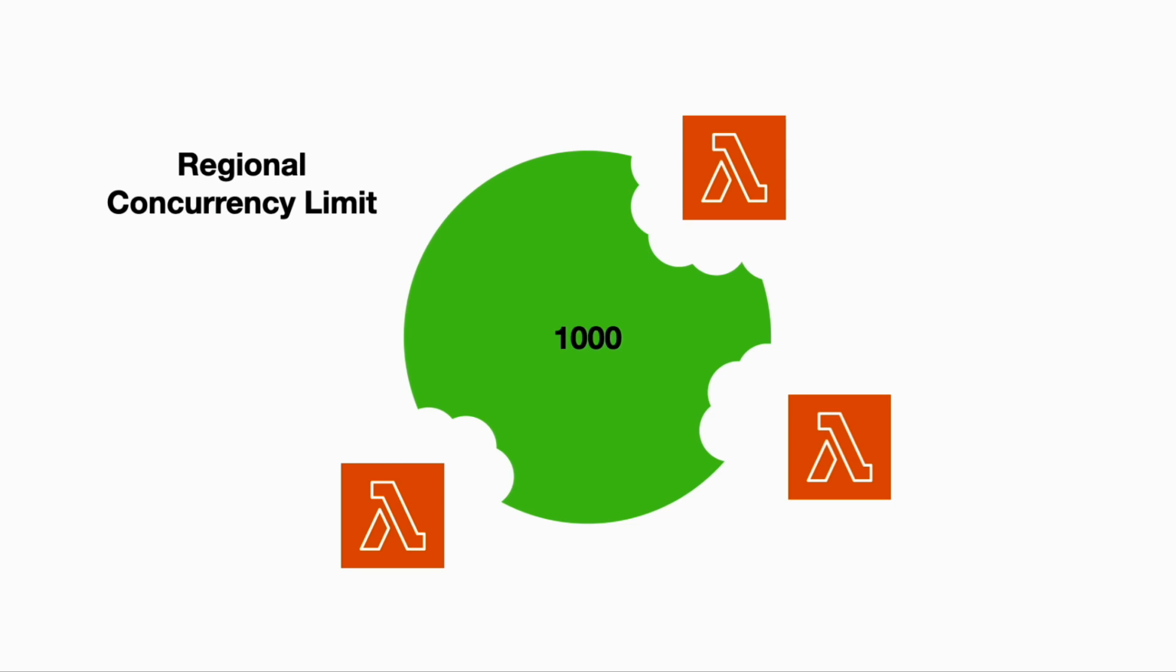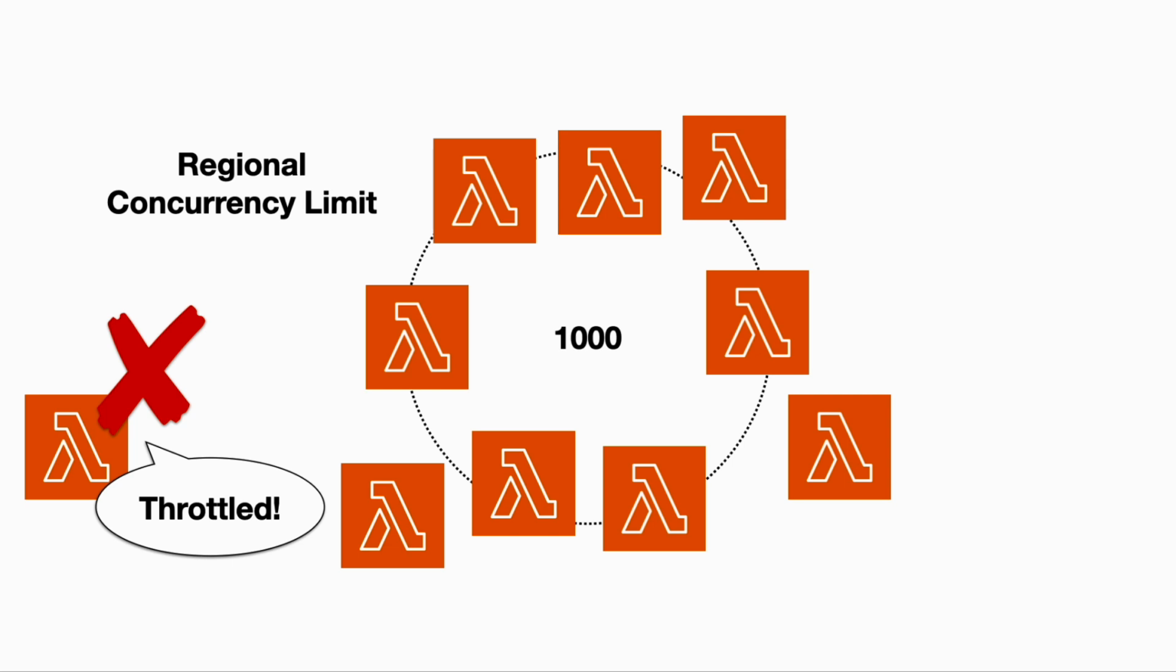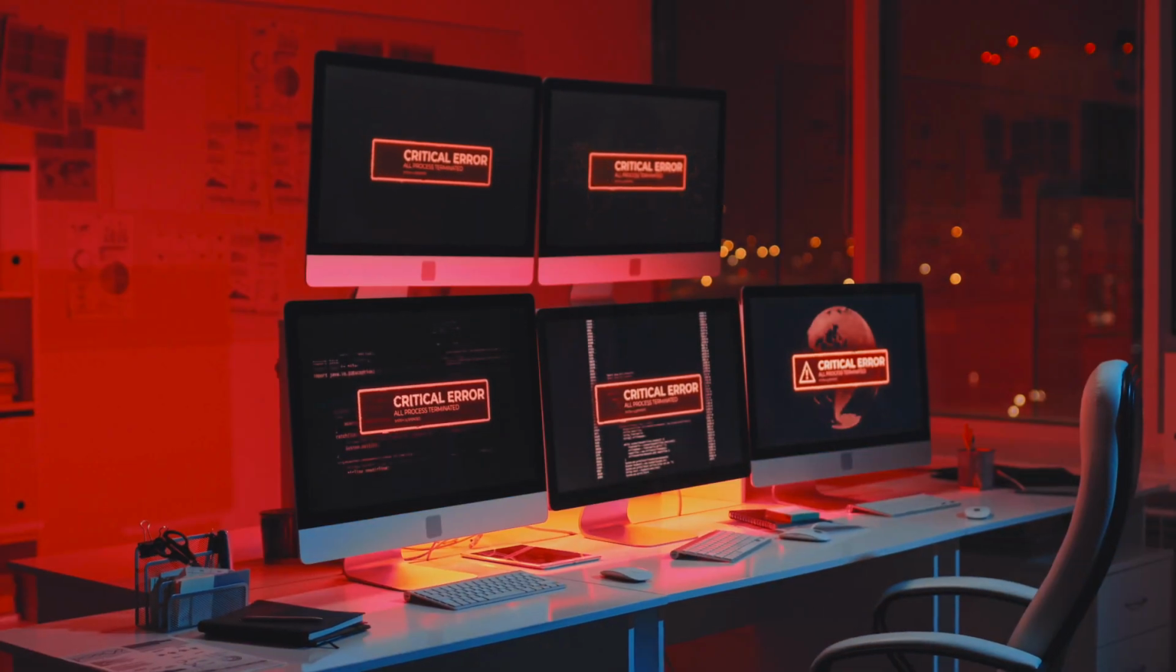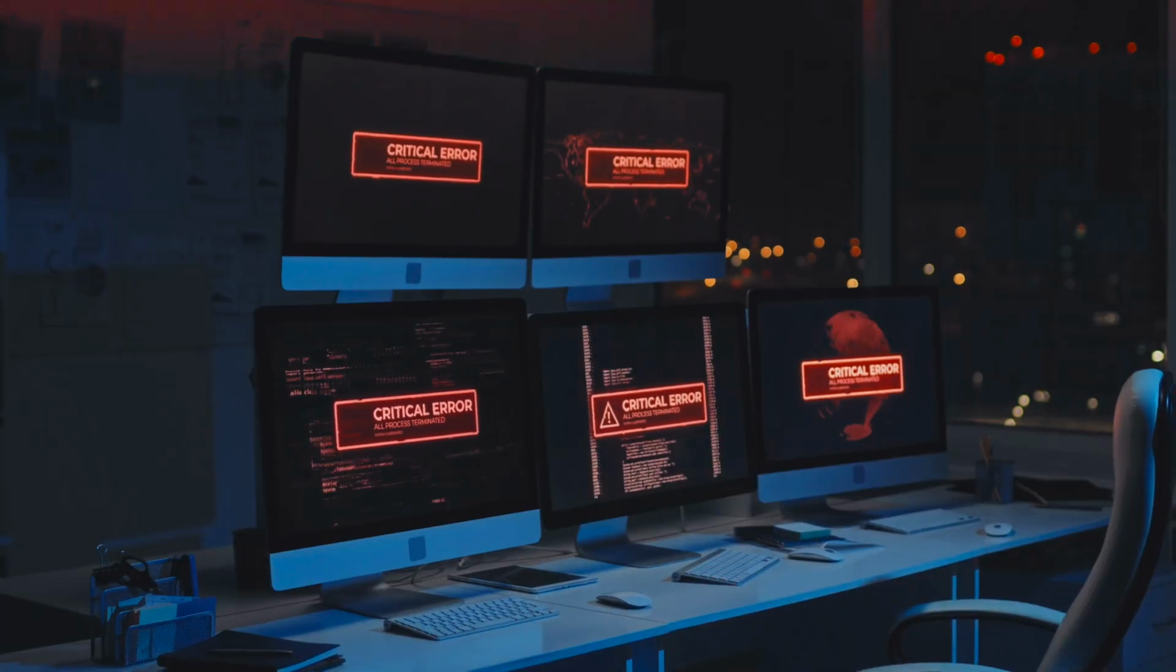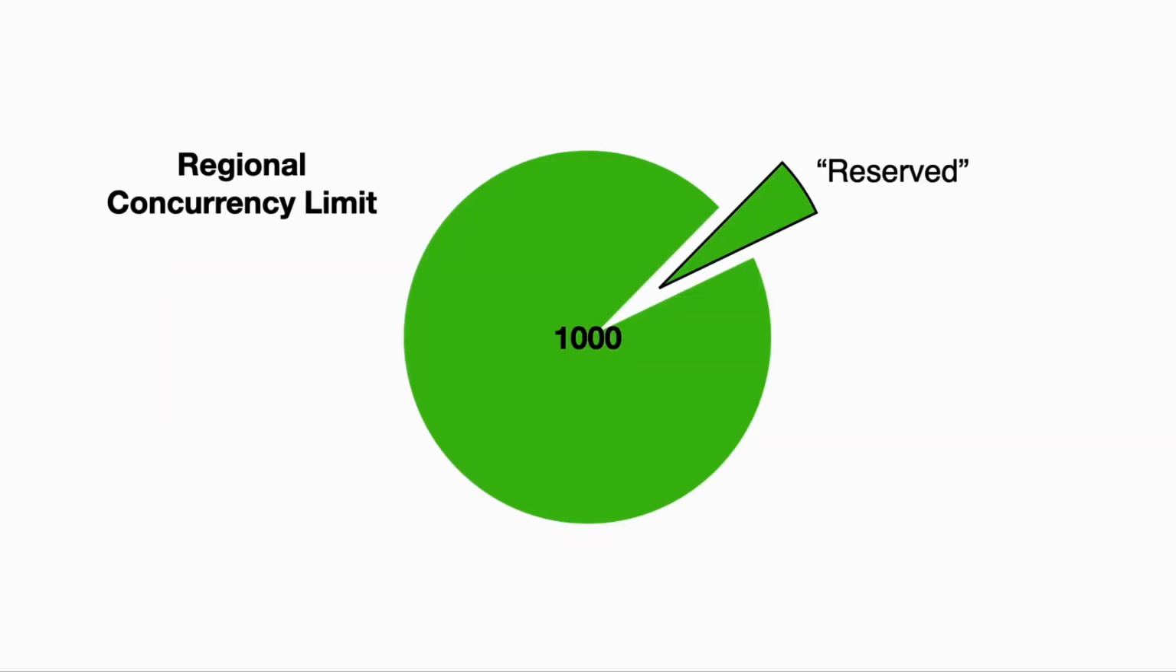When you have lots of concurrent Lambda invocations, you can use up all the available concurrency units, and the next invocation will be throttled, which is bad news, especially for mission-critical Lambda functions. Reserved concurrency lets you reserve some of that available concurrency for a particular function. That way, that function would always have some concurrency it can use to run. The reserved concurrency units are taken out of the regional pool, so there will be less concurrency left for all the other functions to use when they need to scale on demand.